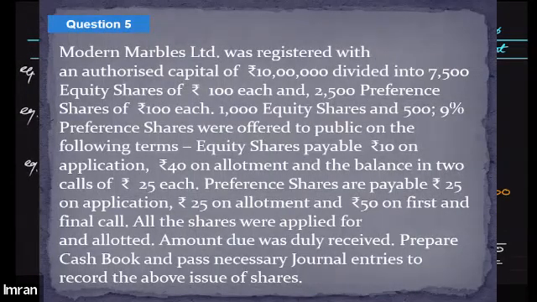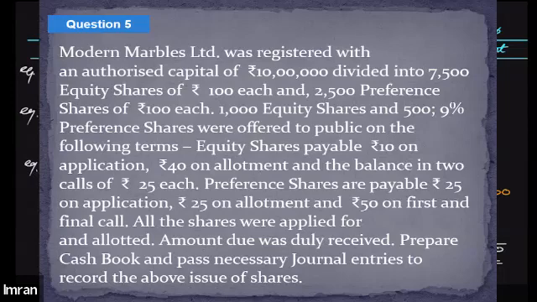So this is question number 5, and this question is a little lengthy as it includes preference shares this time as well. Anyways, let's read the question once. It says Modern Marble Limited was registered with an authorized capital of rupees 10 lakh divided into 7,500 equity shares of 100 each and 2,500 preference shares of 100 each. 1,000 equity shares and 500 preference shares were offered to the public on the following terms.